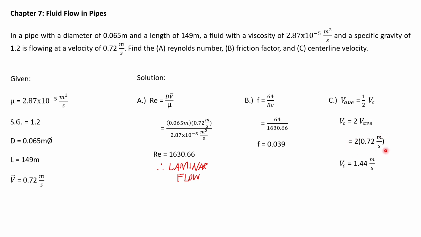Calculating this in our calculator, we will have a value of centerline velocity which is 1.44 meters per second.